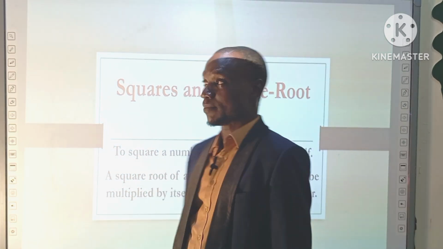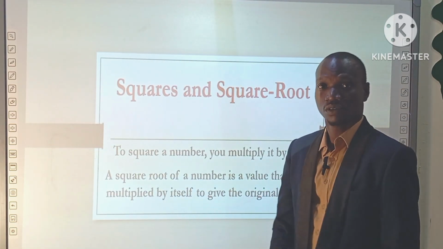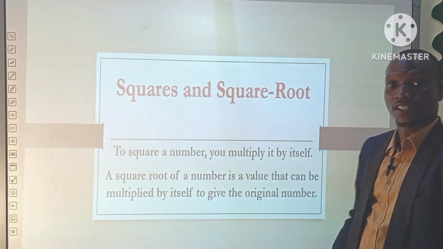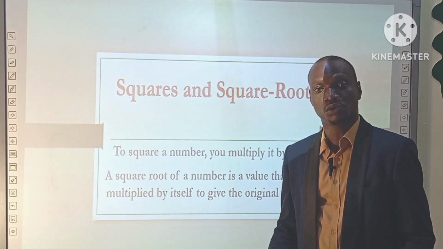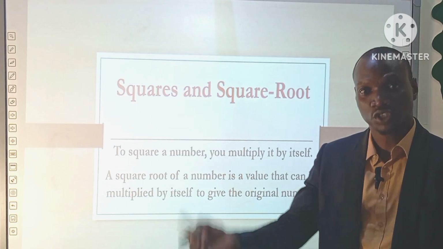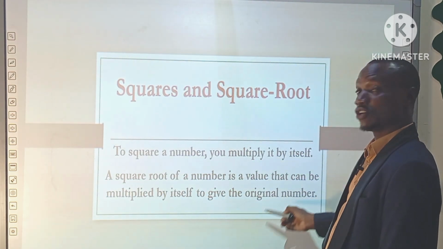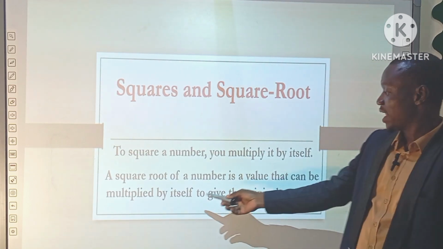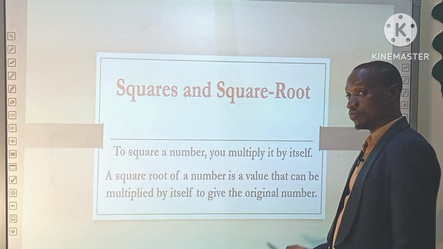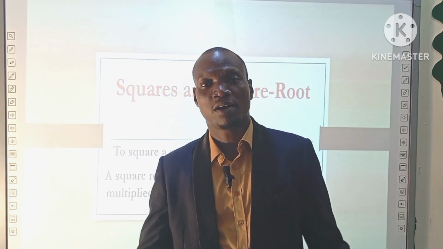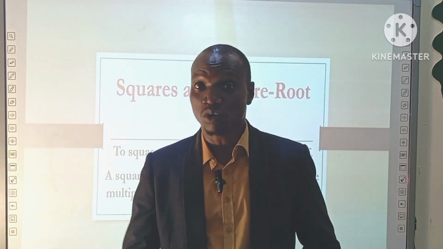In today's class, we shall be looking at squares and square roots. Now, to square a number, you multiply it by itself. So the square of 2 is simply 2 times 2. While a square root of a number is a value that can be multiplied by itself to give the original number. So if you're asked to look for the square root of 4, you look for a number that, when multiplied by itself, will give you 4, which is 2.